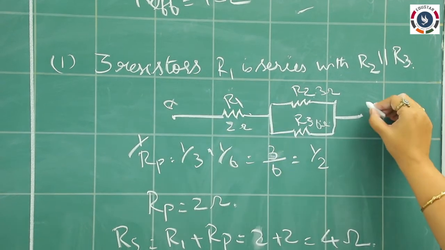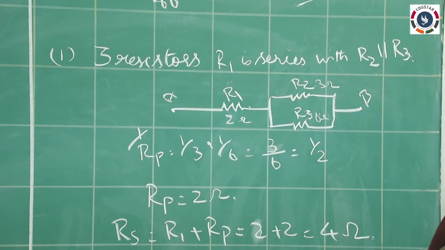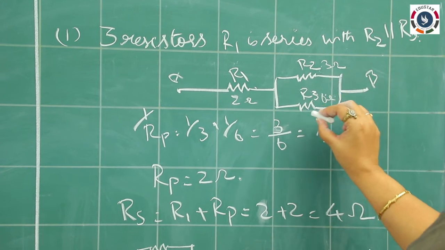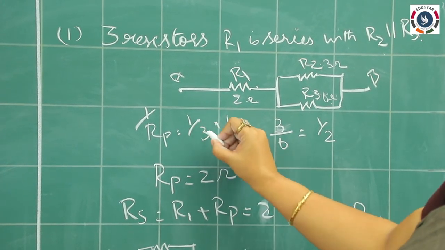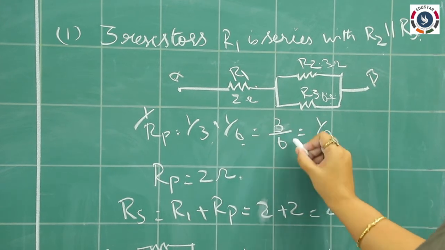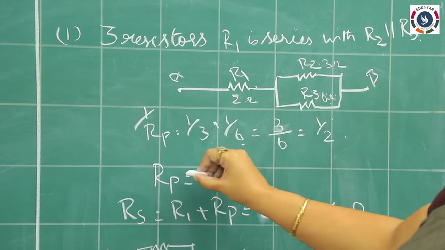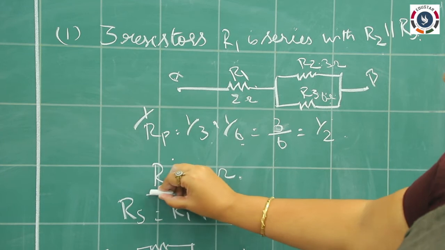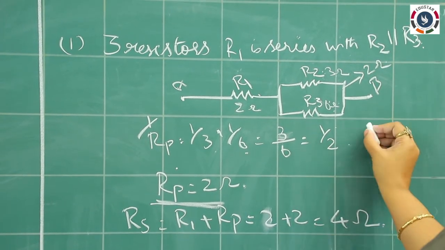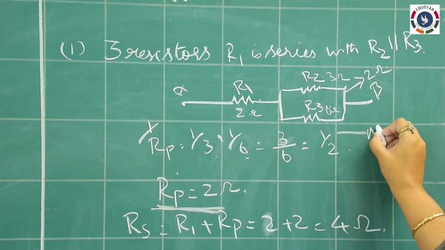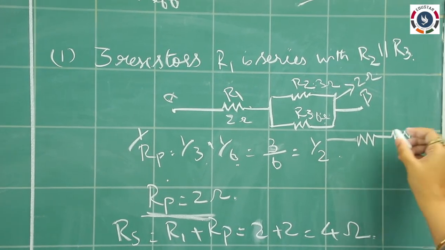Now I am going to find out the effective resistance between A and B. So what is RP here? 1 by RP is 1 by R2 plus 1 by R3. That is nothing but 1 by 3 plus 1 by 6, which I simplify, I will get 1 by 2, which implies my RP is 2 ohm. So this part is totally 2 ohm. So I can redraw my circuit like this.